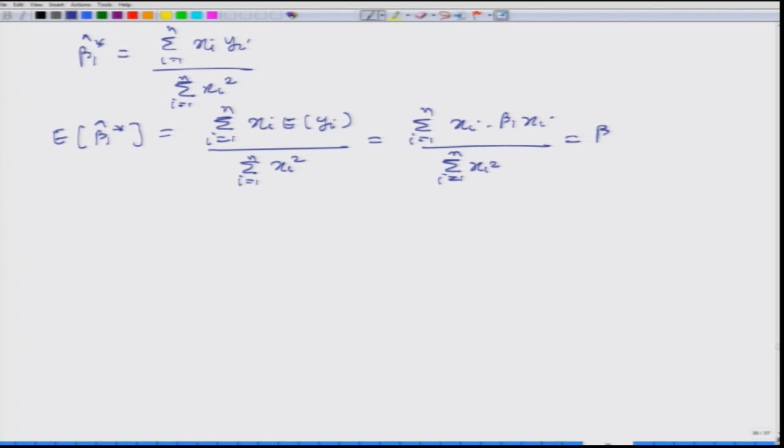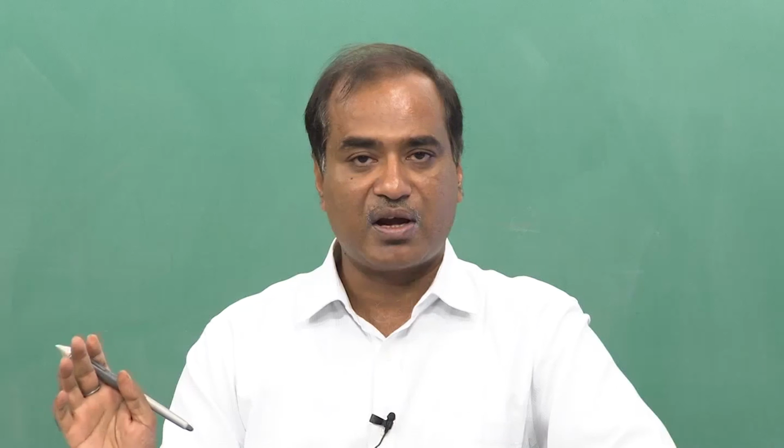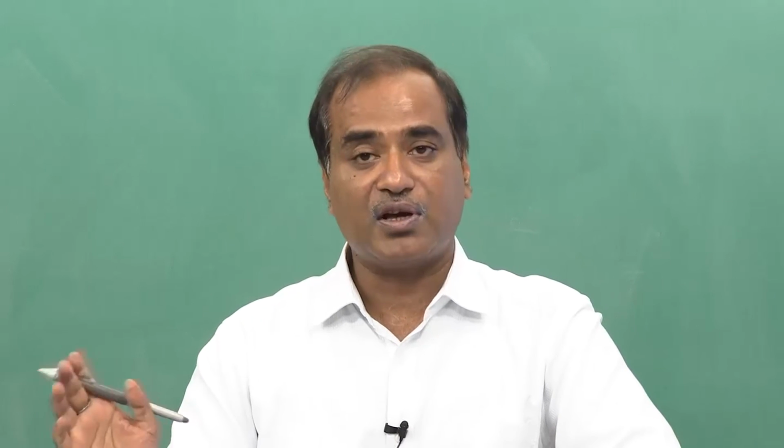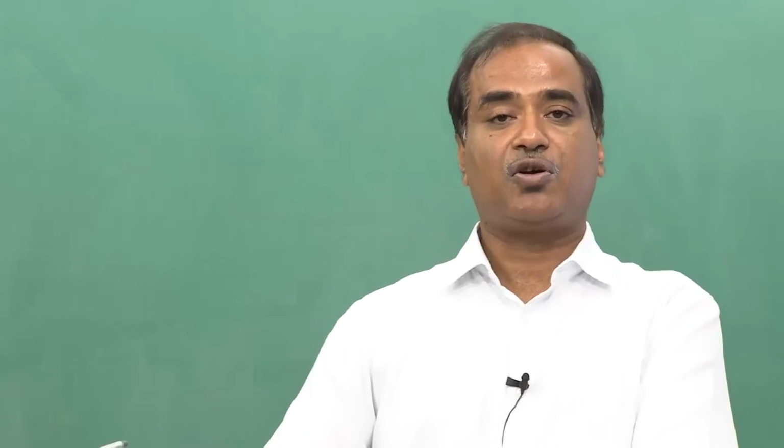So, this quantity is nothing but beta 1 times summation i from 1 to n of xi square upon summation i from 1 to n of xi square, and this is the same as beta 1. So, this remains an unbiased estimator. So, beta 1 hat star is an unbiased estimator of beta 1, that is established. So, there is no change in the property of unbiasedness of the slope parameter estimators in the case of the model with an intercept term and the model without an intercept term.